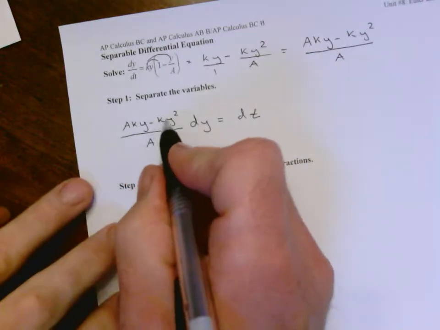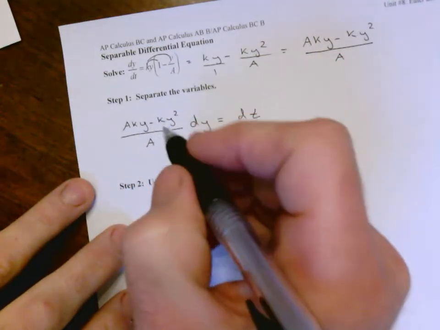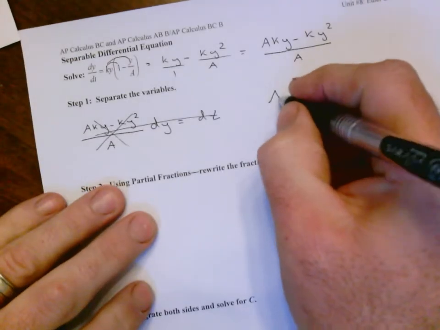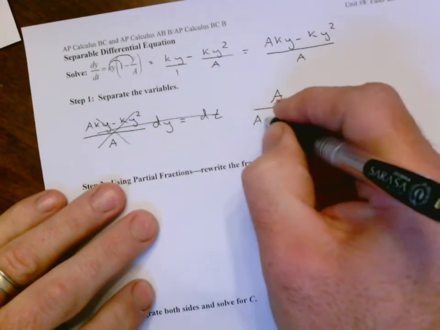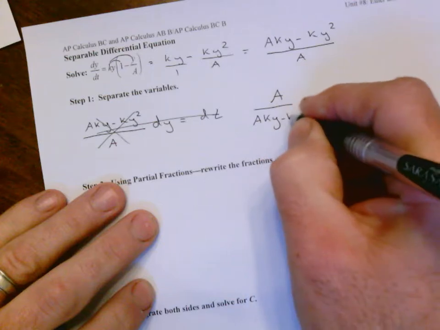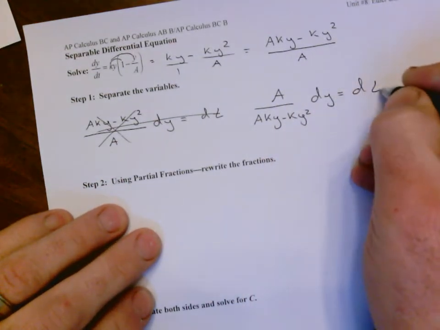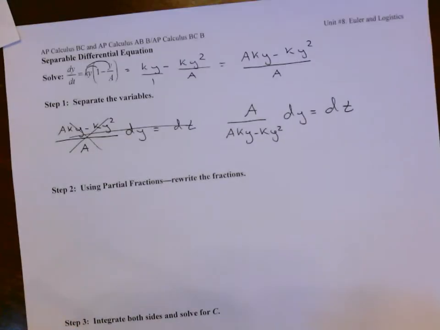Oh wait, I forgot to flip this. My apologies. So let's go ahead and go over here. So you have a over a k y minus k y squared dy is equal to dt. Okay, sorry about that. Okay, so I've separated the variables.